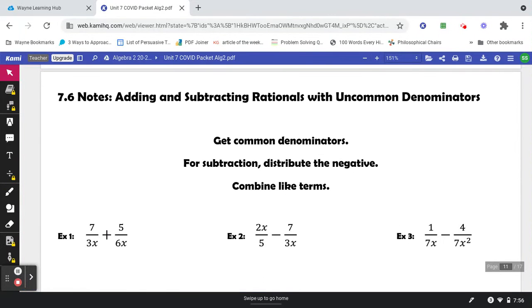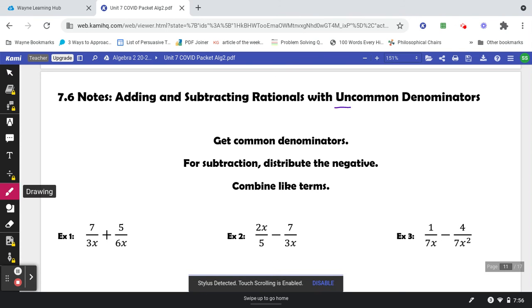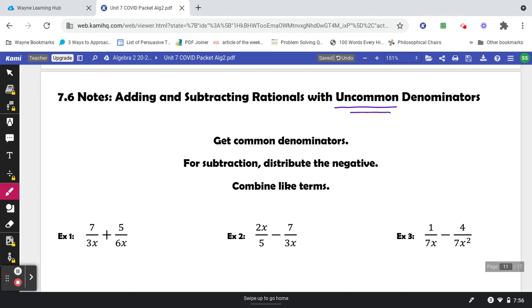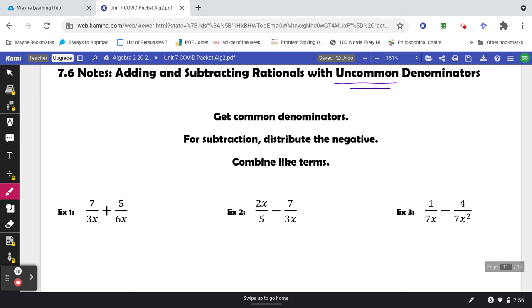These are the 7.6 notes for Algebra 2. Today we're going to be talking about adding and subtracting rationals, but this time we're going to have uncommon denominators. So the first step is we have to get common denominators. And then for subtraction, we're going to distribute the negative. That's the same thing we did on the last lesson. And of course, combine our like terms.